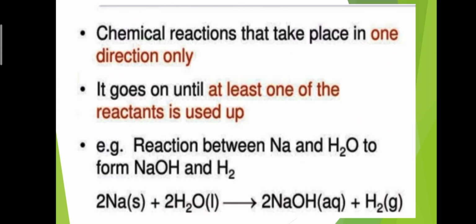Irreversible reactions are chemical reactions that take place in one direction only. The reaction goes on until at least one of the reactants is used up. For example, the reaction between sodium and water to form sodium hydroxide and hydrogen. In this reaction, water molecules are present in excess. The reaction proceeds in the forward direction until all the sodium atoms are used up.